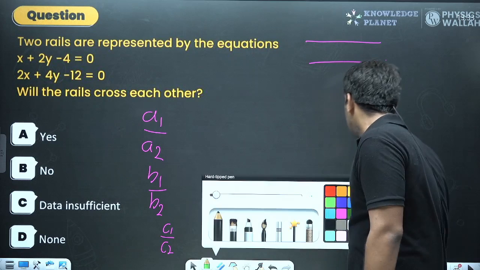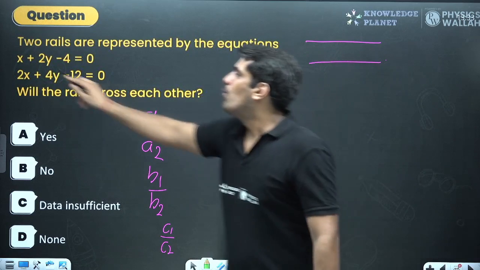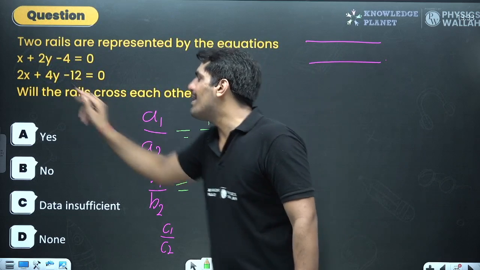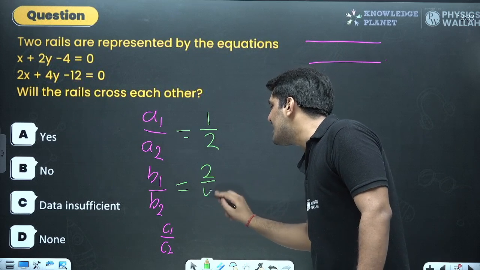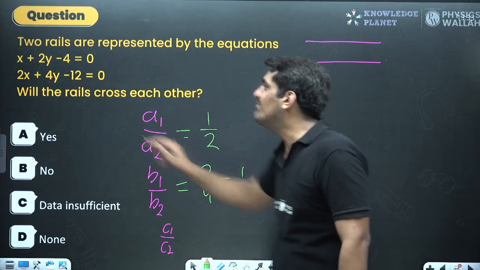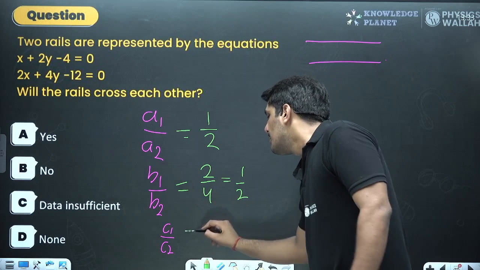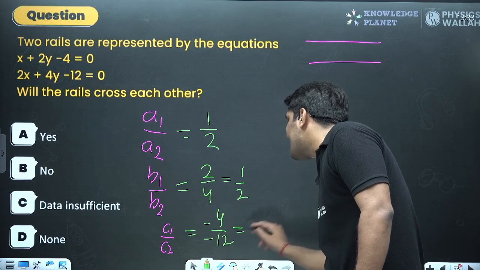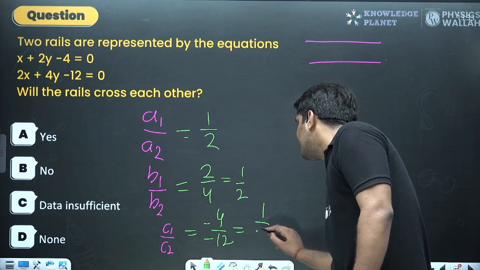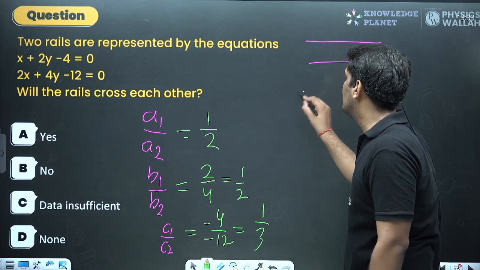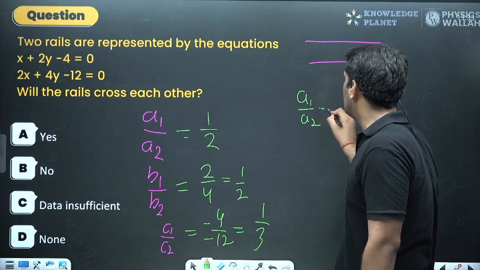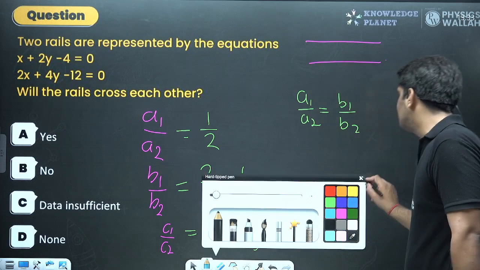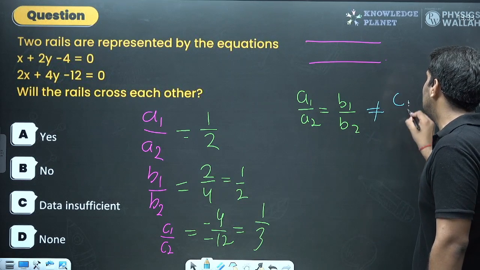From here, A1 by A2 is 1 by 2. The value of B1 by B2 is 2 by 4, which again ends up in 1 by 2. C1 by C2 is minus 4 by minus 12, so the minus gets cancelled, 4 dividing 12, so 1 by 3. So A1 by A2 is equal to B1 by B2, but this is not equal to C1 by C2.